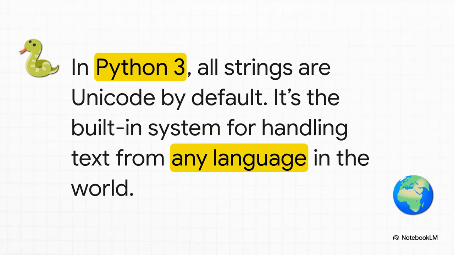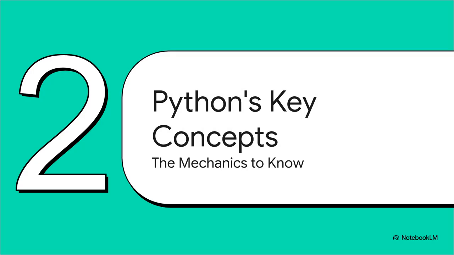Now here's the best part for us Python developers. If you're using any modern version of Python, so Python 3 and up, you're already using Unicode. It's the default. It's baked right into how Python handles strings. This makes working with text from different languages incredibly easy, because Python was basically designed from the get-go to speak every language.